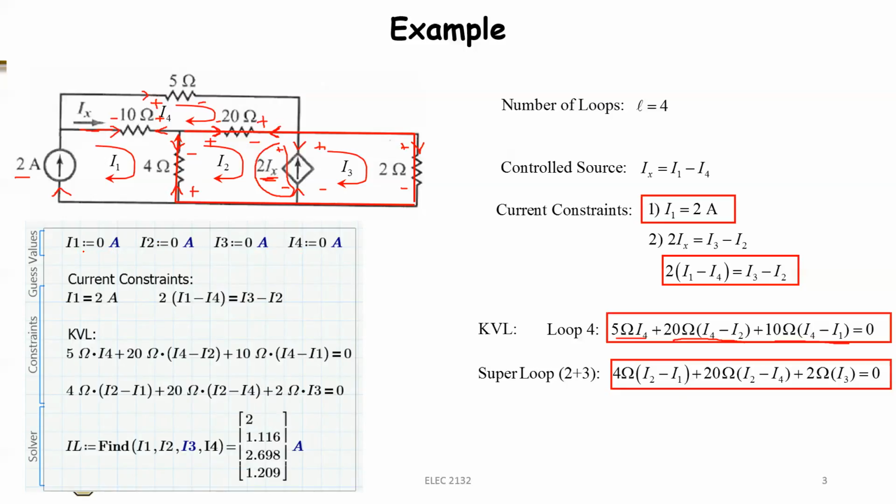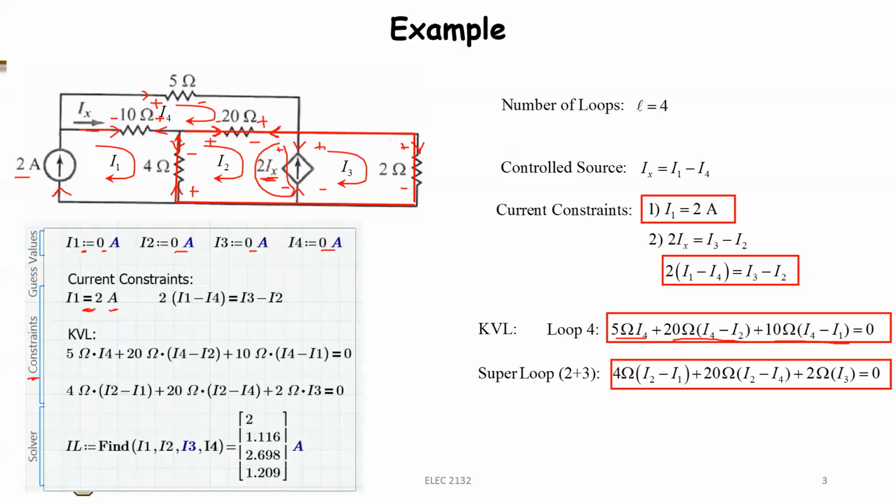So I initialize these. Remember, shift colon gives me colon equals. These are assignments, so we have to initialize these variables under the guess value portion of the solve block. Then this is a control equal when I'm writing my actual equations, which it calls constraints. So I write down equation 1, I1 control equals 2 amps. Equation 2, 2I1 minus quantity I1 minus I4, control equals I3 minus I2. And I write my KVL loops.